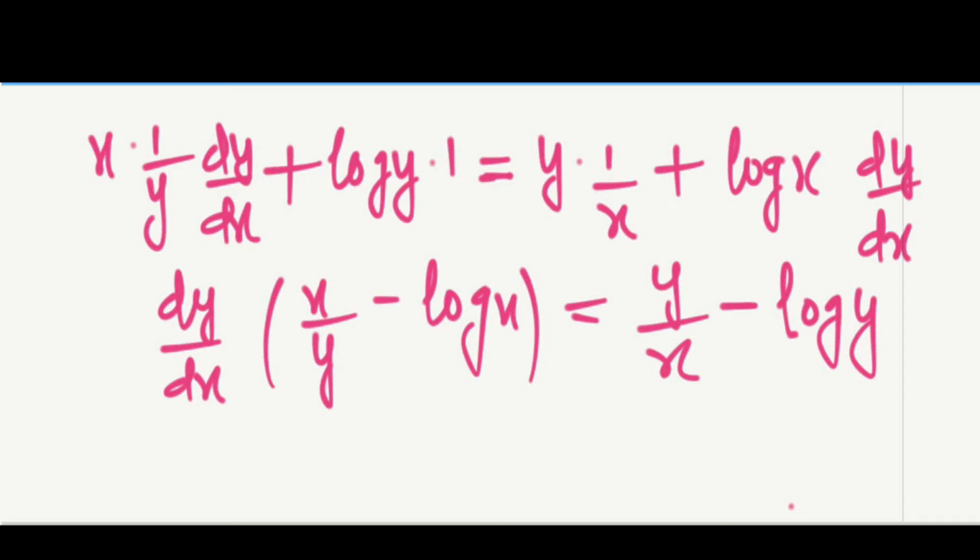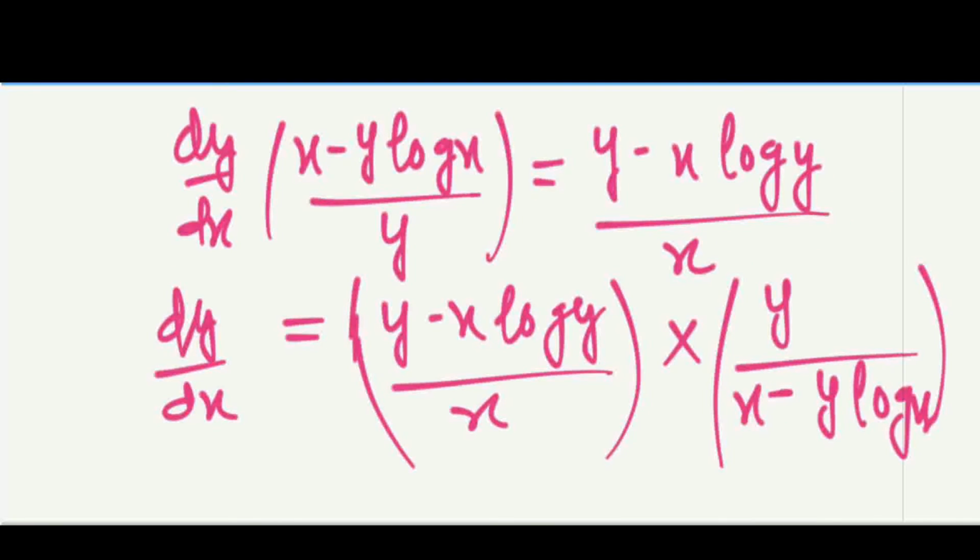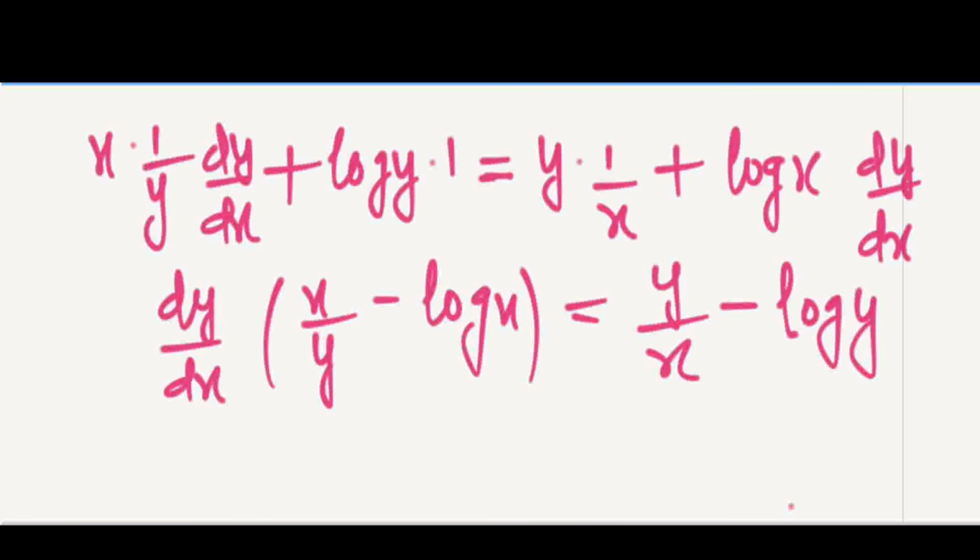These two terms are x upon y and log x. So on the left we have x upon y minus log x in the brackets, and dy by dx equals y upon x minus log y. Again, solving it further, when we take the LCM we get x minus y log x on the left side and y minus x log y on the right side.